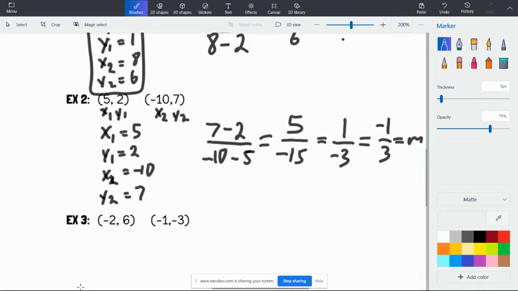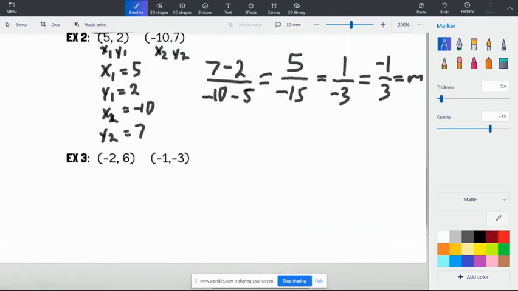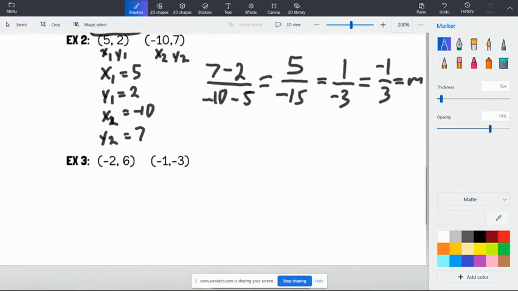Every time you go 1 down, because we have negative, you go 3 over. 1 down, 3 over on a graph. Okay. Last one, pause the video, try yourself. I'll do it for you after you're done trying it yourself, and then we'll be done with slope notes.